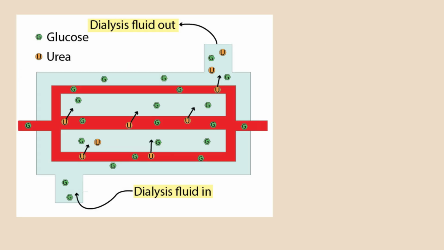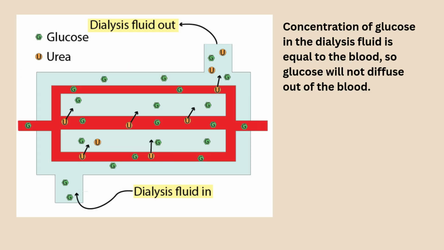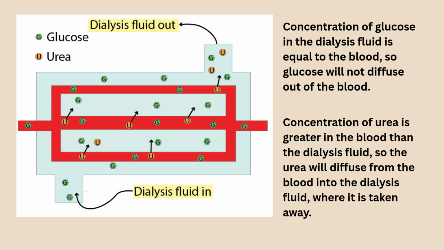We have a zoomed-in version of the dialysis machine. The concentration of glucose in the dialysis fluid is equal to that of the blood. You can see the little green hexagons. So this means the glucose will not diffuse out of the blood, but the concentration of urea is greater in the blood than in the dialysis fluid, and so the urea will diffuse from the blood into the dialysis fluid where it's taken away, and you can see this with the orange circles marked with a U.